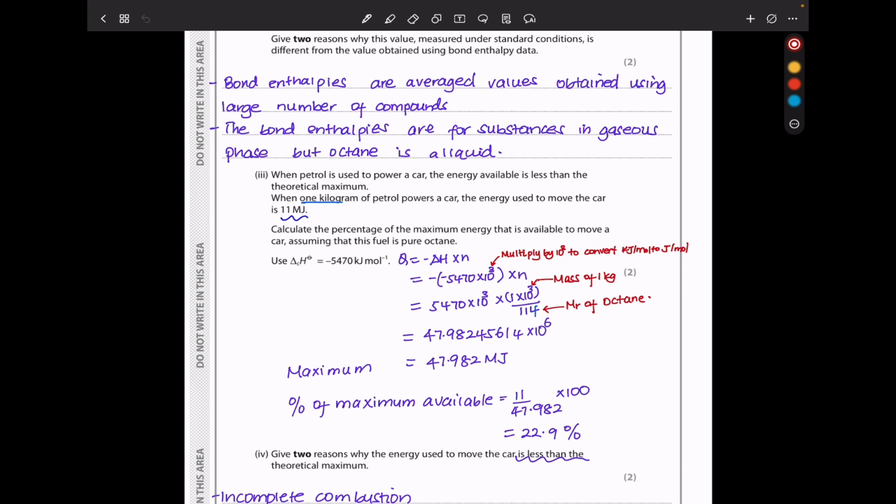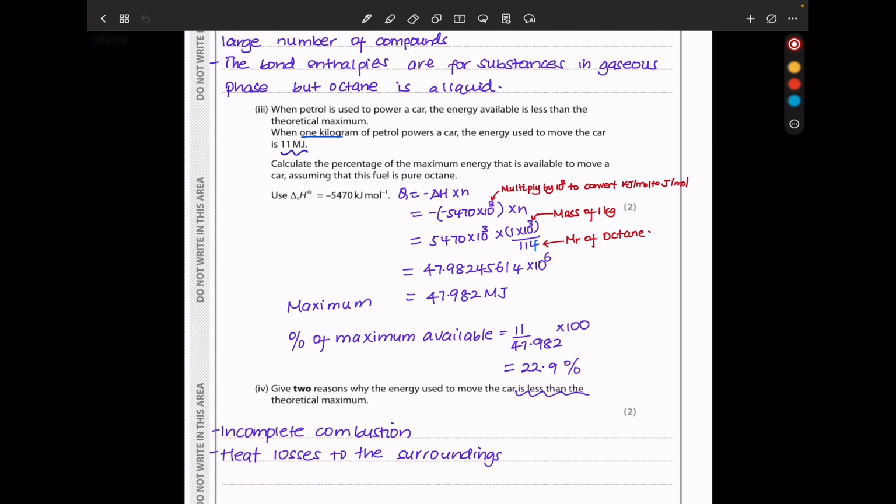The next, when petrol is used to power a car, the energy available is less than the theoretical maximum. When 1 kilogram of petrol powers a car, the energy used to move the car is 11 megajoules. Calculate the percentage of maximum energy that is available to move a car, assuming that this fuel is pure octane. The amount of energy is going to be Q, which is going to be negative delta H times n. Remember, we have the formula delta H is equal to negative Q over n. So I'm making Q the subject, which is negative delta H times n.